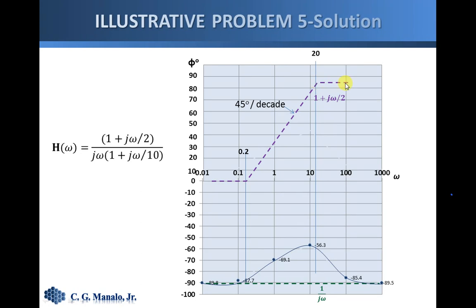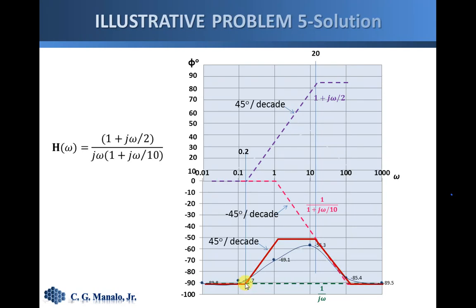For the simple pole, we locate 1 radians per second. So before that should be 0. After that, it should make a negative 45 degrees per decade slope up to 10 times 10, which is 100, after which it will be flat. Then we combine the plots of the three straight line Bode plots. So we get like this.